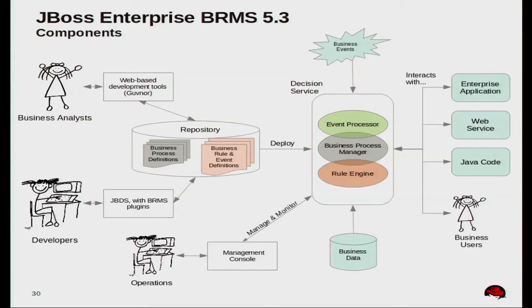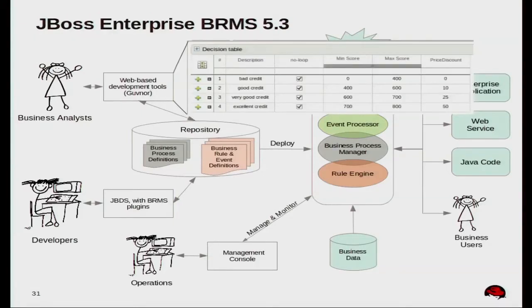And then all of your enterprise applications, web services, and Java code are now pulling in this information and using the business rules. Some of the things that the business analyst might use: this is what a decision table looks like. This is perfect for business users because generally the rule is always the same, it's just the data that drives the rule that is different. In this case you can see there are 4 different rules: bad credit, good credit, very good credit, and excellent credit. The only things changing here are the description, the min score to max score, and the price discount that comes off of that.